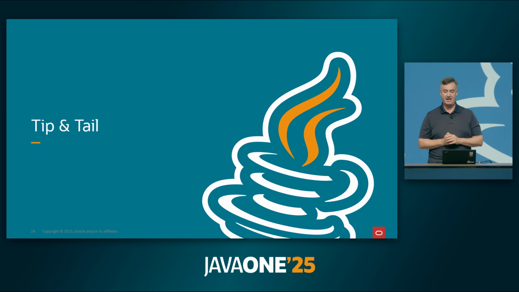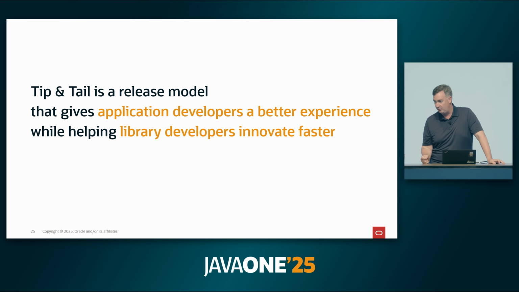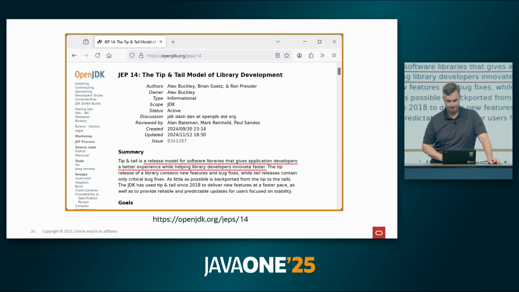So this brings us to tip and tail. Tip and tail is a release model. We think it gives application developers a better experience, and at the same time helps library developers to innovate faster. Tip and tail is defined in JEP 14. If you haven't come across them before, a JEP is a JDK enhancement proposal. The vast majority of JEPs are about new Java features, but some JEPs are meta. They describe the process that we use to enhance and evolve the JDK.